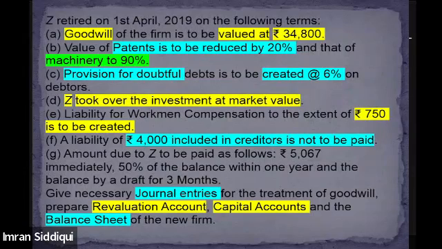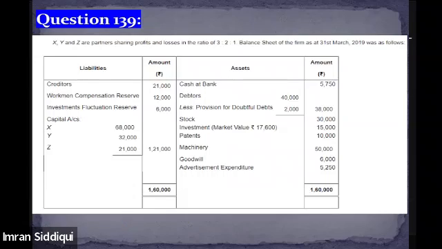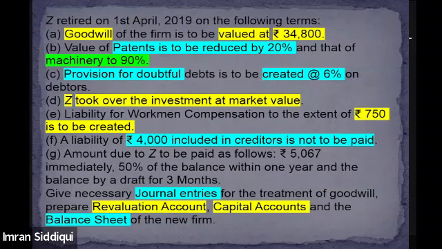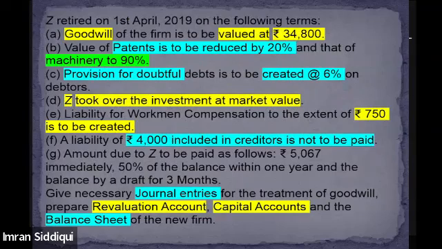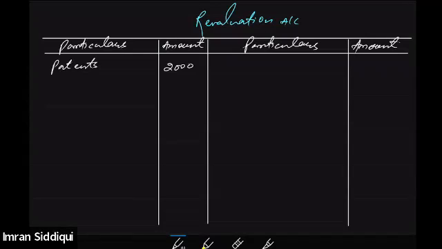Okay. It says that the value of the machinery is also reduced to 90%, to 90%, not by 90%. That means it is reduced by 10% only. The value of the machinery was earlier 50,000, right? Now it will reduce to 90%. That means there is a reduction of 10% in the value of the machinery. So 10% of 50,000 will be how much? 5,000.